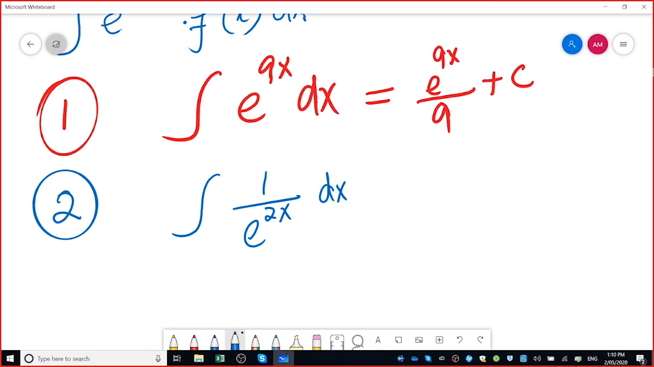Okay, so let me know what the answer is. Is it negative 1 over 2, negative 1 over 2 e to the power of 2x? No. Can you attempt it again, writing it in your notebook first, please?